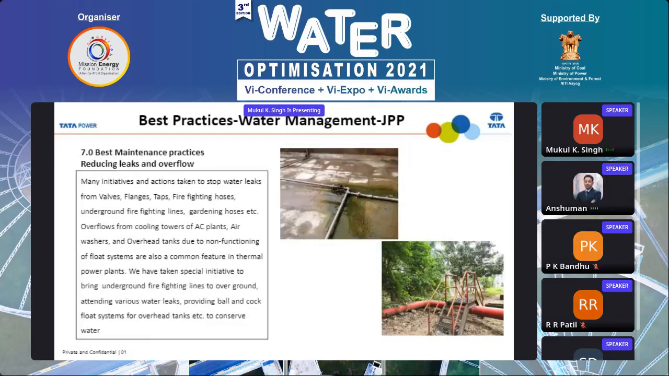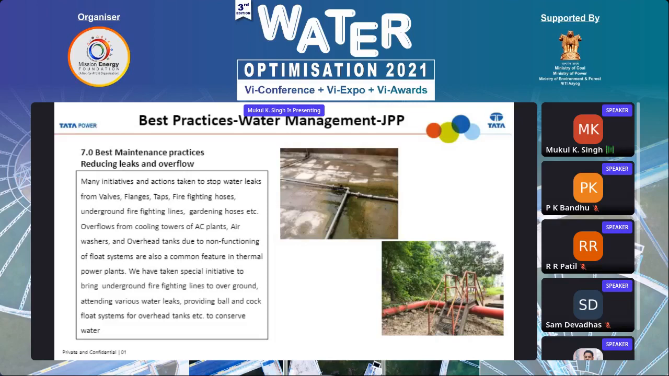These are some of the further best practices, where many initiatives are taken to stop water leaks from valves. Actually, we ignore the small leakages, but these leakages also contribute to the consumption of water. Firefighting hoses, underground firefighting lines. We had underground firefighting lines which were installed 20 years ago, and there were so many leakages underground, and we were unable to repair them.